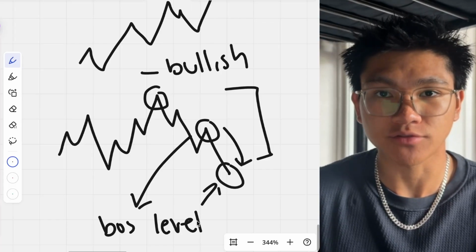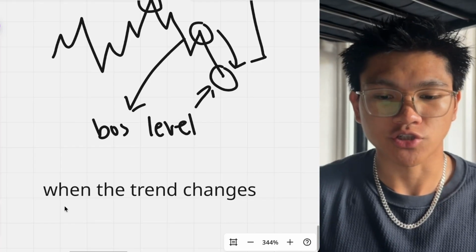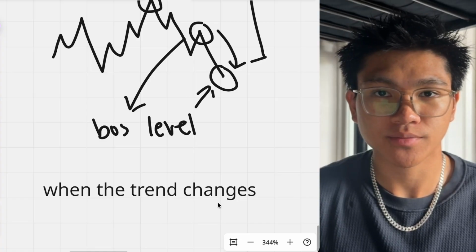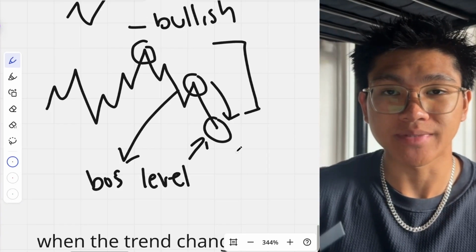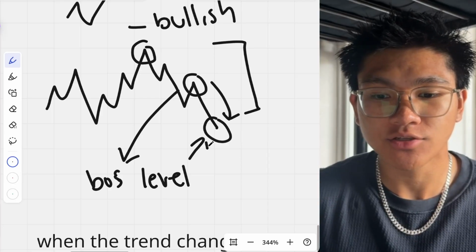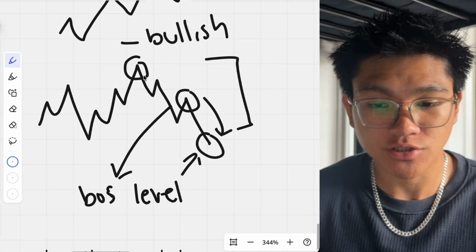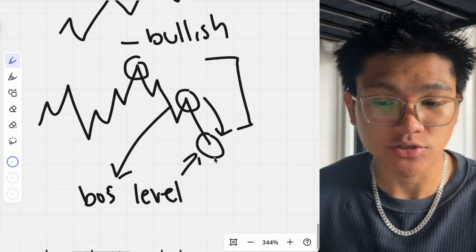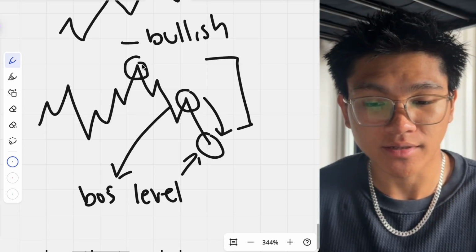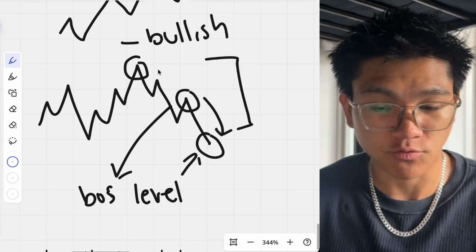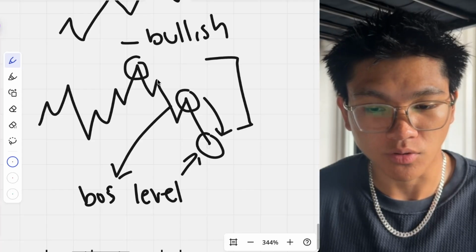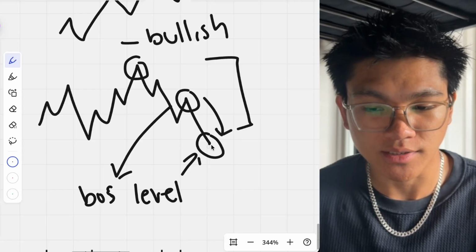Now, what exactly is a break of structure? Very simply, a break of structure is when the trend actually changes. And as long as that break of structure level is being defended, we are going to continue believing that price is bearish. Why? Because the most recent trend extreme was a low, and price from this point is forming lower lows, lower highs, lower lows, lower highs, and then lower lows.